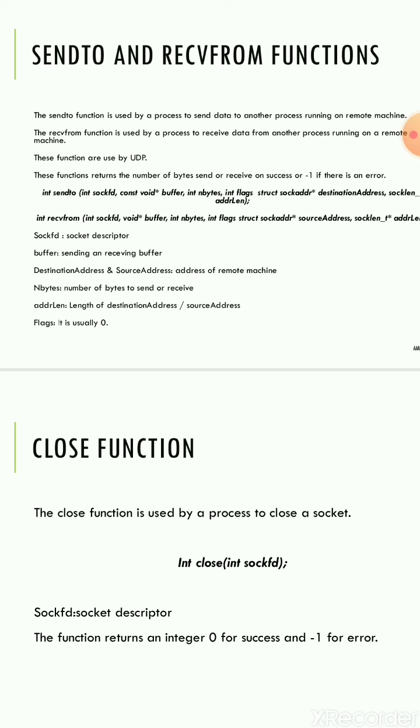The sendto function is declared as int sendto with int socket fd, const void buffer, number of bytes, flags, socket address destination address, and address length. So the two extra fields are the length of the destination or source address and the destination address. We are using only length and destination address as the extra required parameters in sendto and recvfrom.